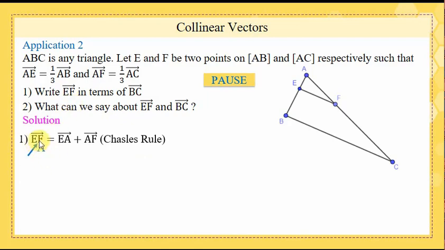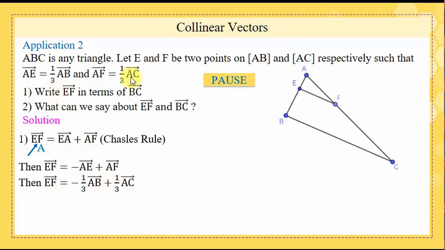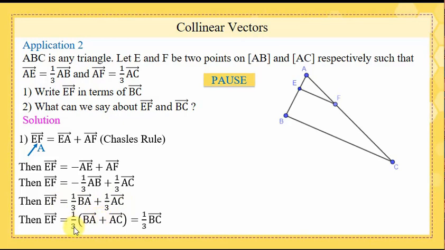Insert point A between E and F, and according to Chasles rule, you will have EA vector plus AF vector. This will take you to EF vector equals opposite of AE vector plus AF vector. So EF vector equals minus 1 over 3 AB vector from the given plus 1 over 3 AC vector also from the given. EF vector equals 1 over 3 BA vector plus 1 over 3 AC vector. Take 1 over 3 as a common factor and you will have BA vector plus AC vector, which is BC vector. So EF vector equals 1 over 3 BC vector.